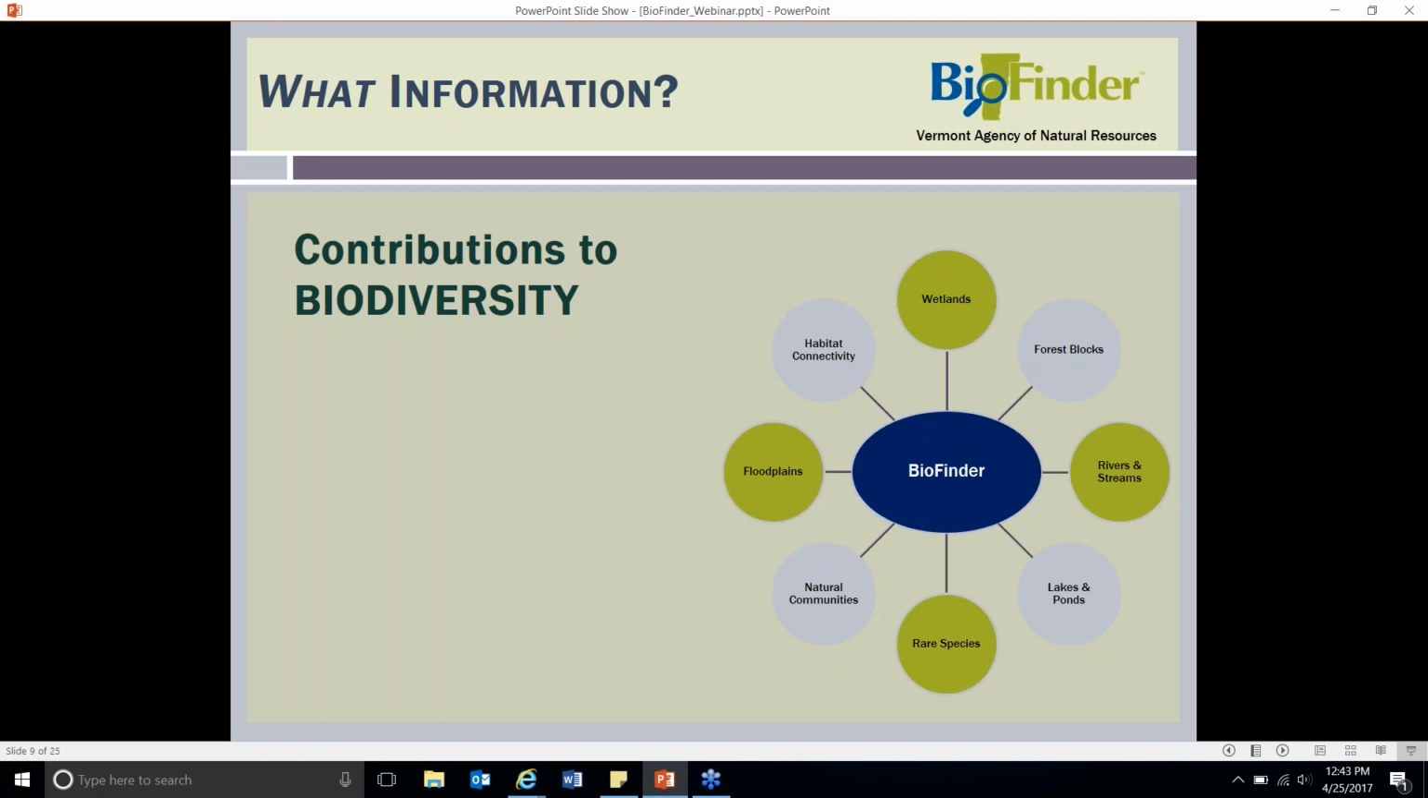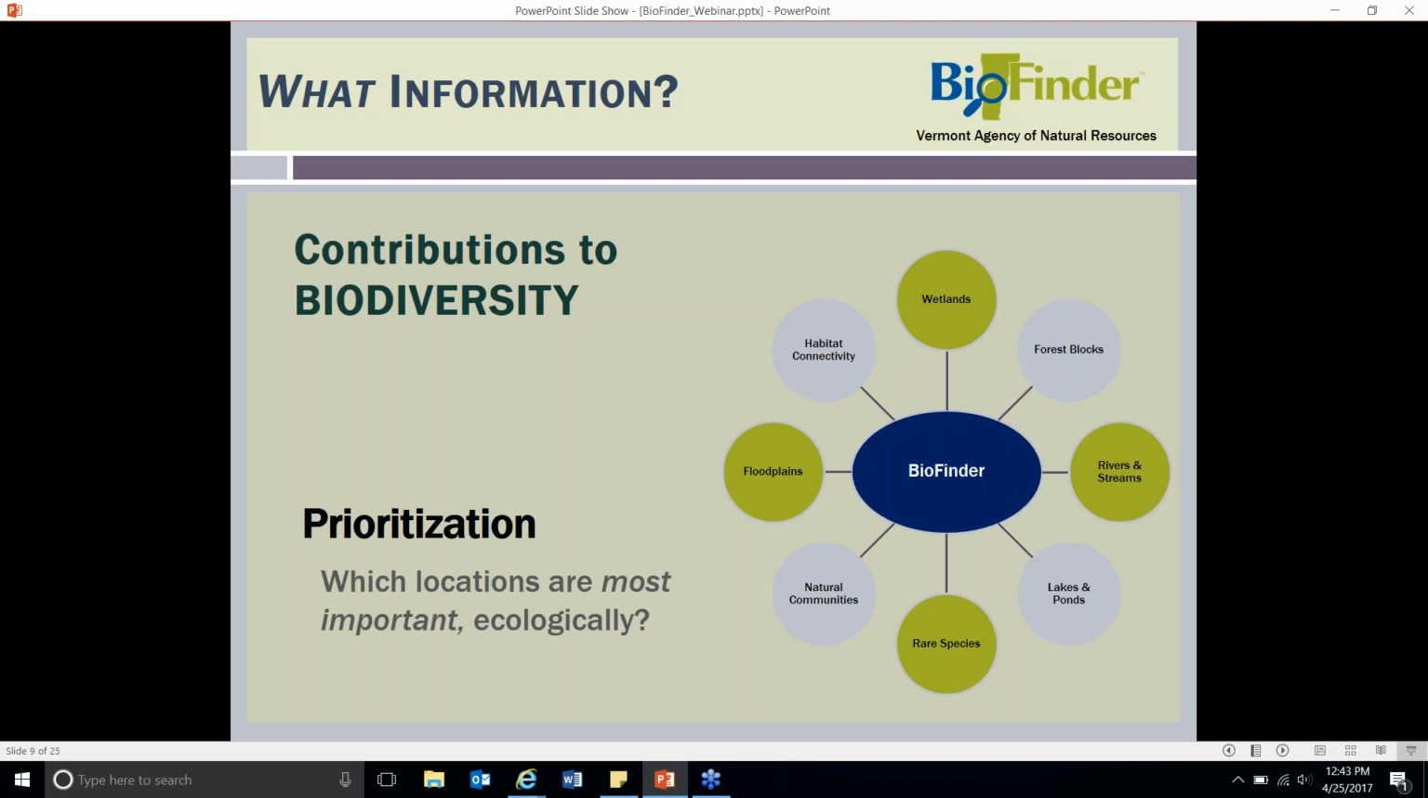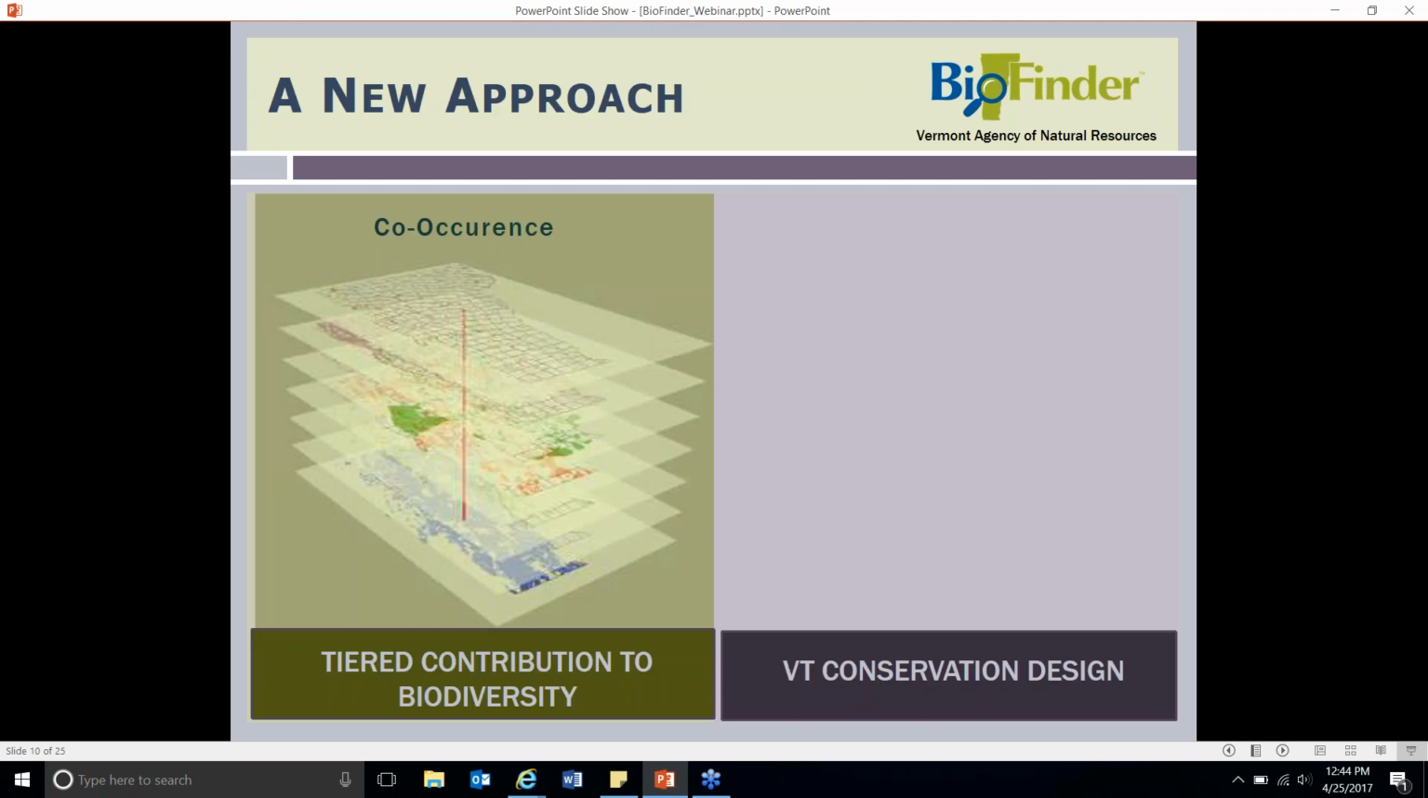But in addition to just listing these contributions to biodiversity, BioFinder also, as I mentioned earlier, takes a look at where the most important ecological locations are on the landscape. So instead of needing to decide, as I mentioned earlier, between focusing your efforts on that wetland or that large patch of forest, we're really looking here at assigning priorities. What are the most important locations across the landscape? And I'll get more into this in just a minute.